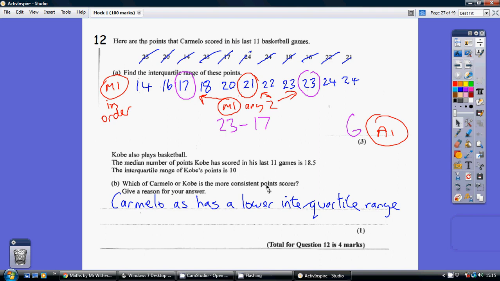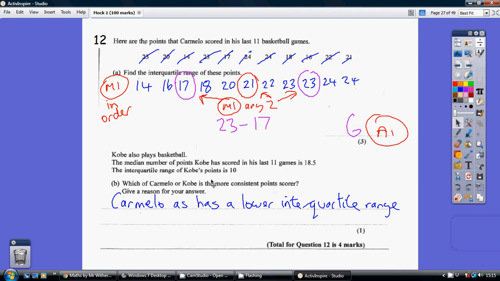Now, which is the more consistent point scorer? Now, you've got to appreciate that it's the median that is really telling you which is better, which is the highest, okay? But with regard to consistency, where you just don't have as much variation, then you really need to be looking at the range, or the interquartile range, and the smaller the range, the more consistent you are, because the closer you are to that middle value all the time, okay?